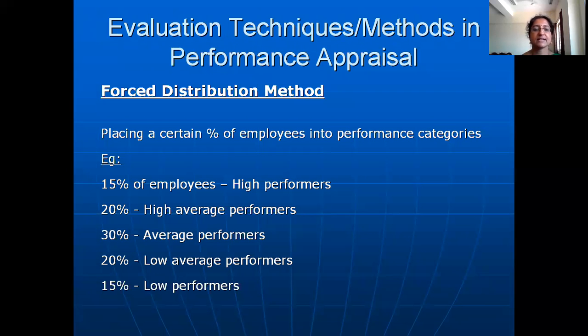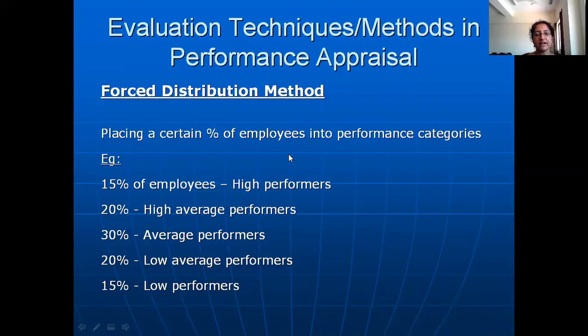Have a look at the next interesting evaluation technique, something called as forced distribution method. In a forced distribution method, the rater has to compulsorily place a certain percentage of employees within a particular performance category. So these are the performance categories: high performers, high average performers, low average performers, and low performers. So there are several performance categories which are given over here.